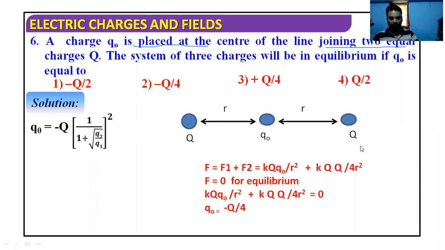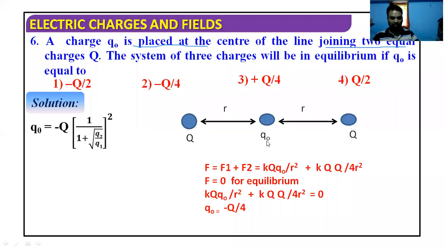Okay, so no need to focus on this diagram. No need to consider the distances. No need to apply Coulomb's law. Directly with the help of this shortcut method, Q naught is equal to minus Q, because these two charges are given. Why is this minus? Because for equilibrium, we need to take opposite charges. One must be positive, the other must be negative, so that the forces become equal and opposite. That's why this minus Q is introduced in the shortcut formula.